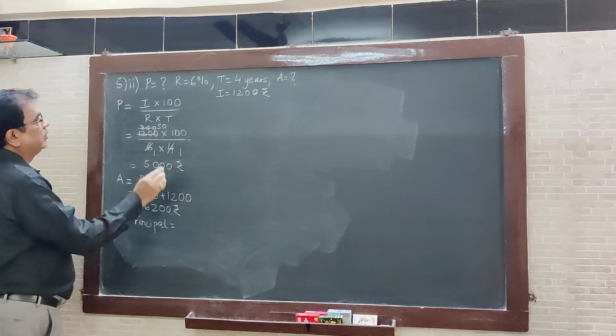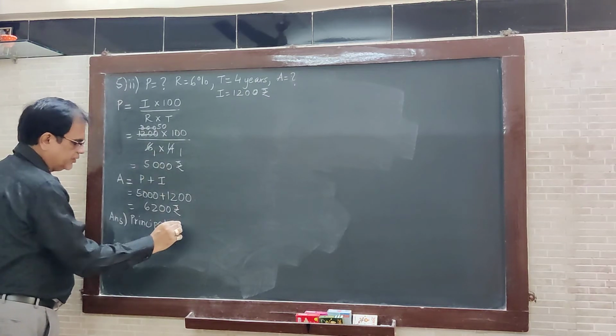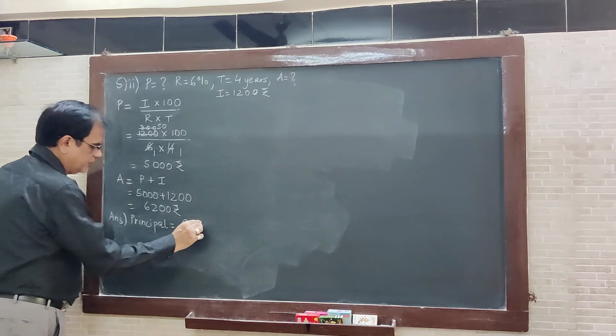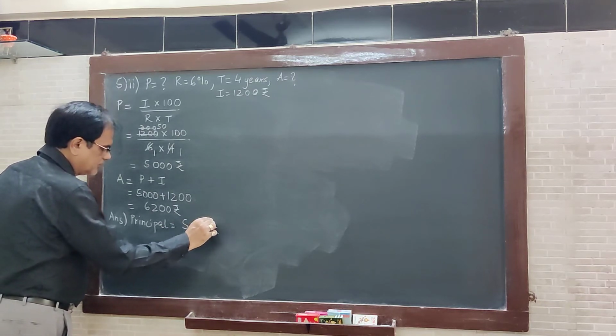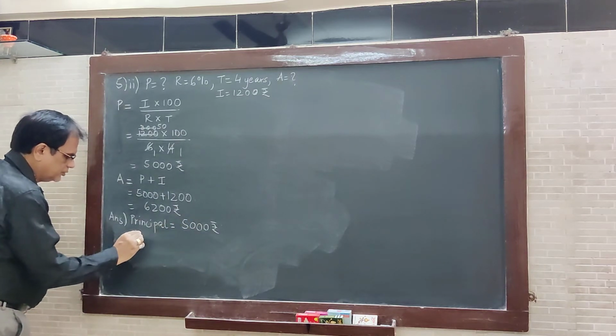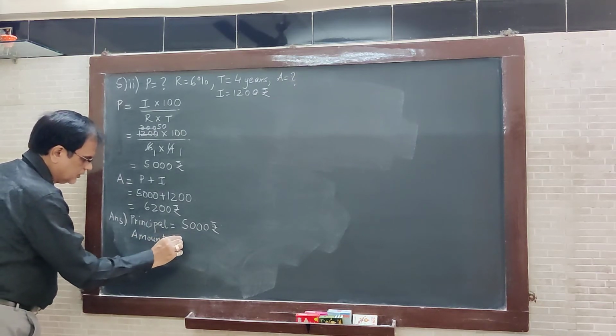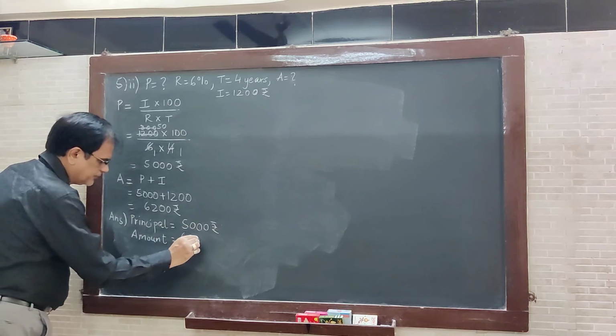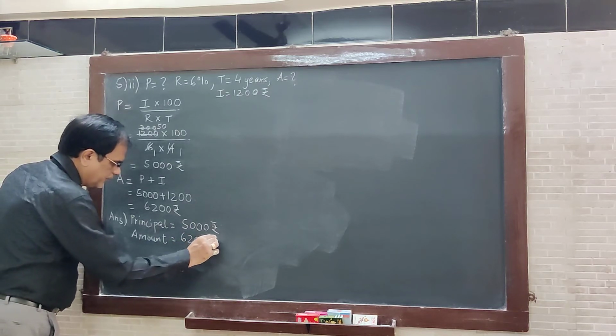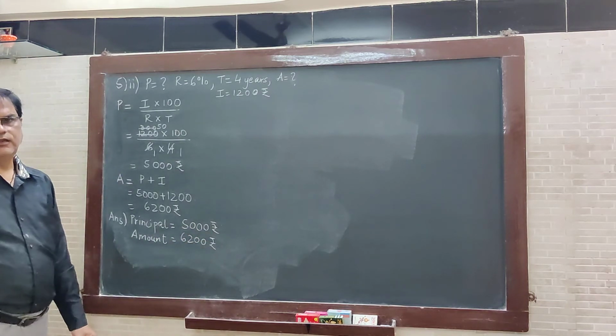Okay. So answer: principal is equal to, answer you got how much? 5,000 rupees, and amount is equal to 6,200 rupees. So this will be your final answer.